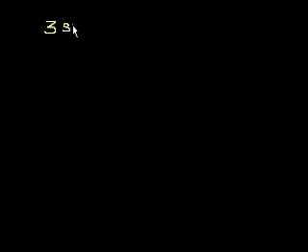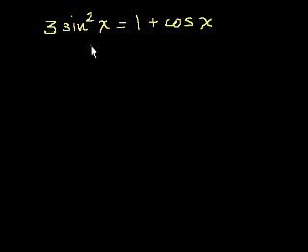3 sine squared of x is equal to 1 plus cosine of x. So at first cut, this seems like a difficult problem. How do you solve for x? You would have arc sines and square roots and cosines, etc., etc.